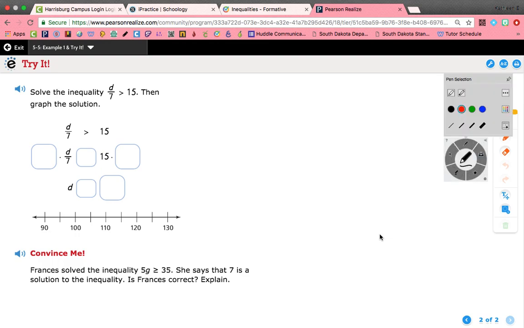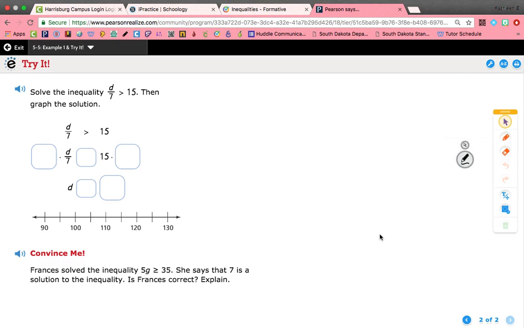So, first question here. Solve the inequality. D over 7 is greater than 15. Then graph the solution. All right, so here's the inequality. What are we going to do? Well, we're going to multiply by 7 over 1, because that's the opposite of dividing by 7. And right now, we're going to leave the symbol the same way, and then we're going to multiply 15 times 7 as well. So we're going to get D.